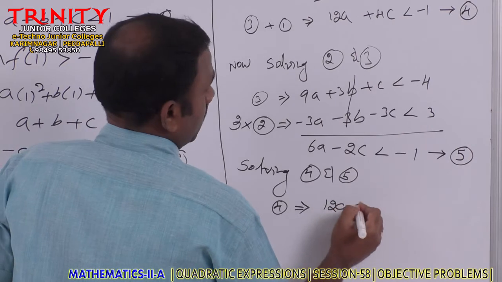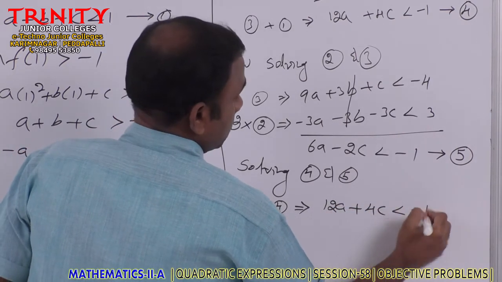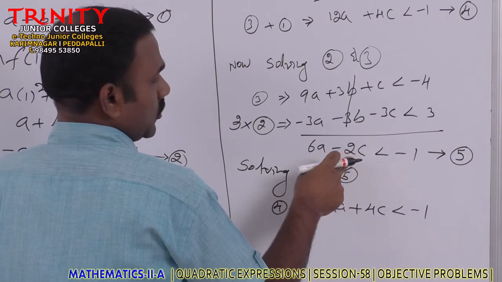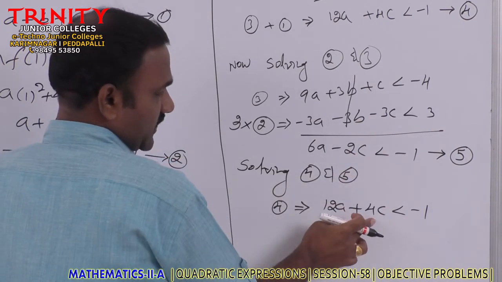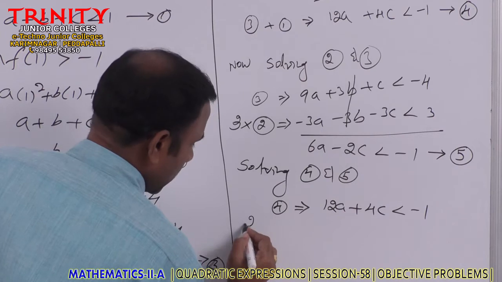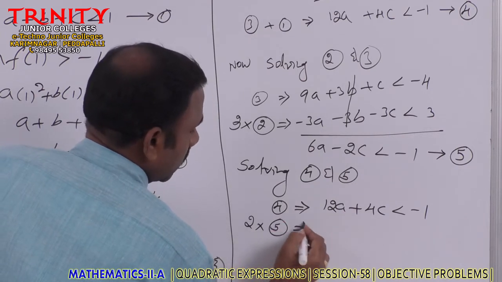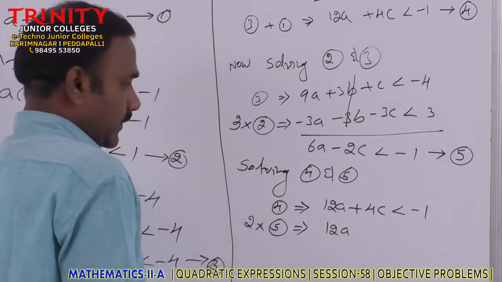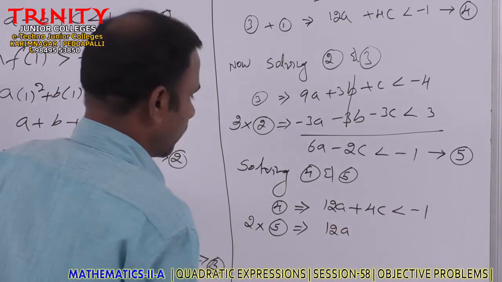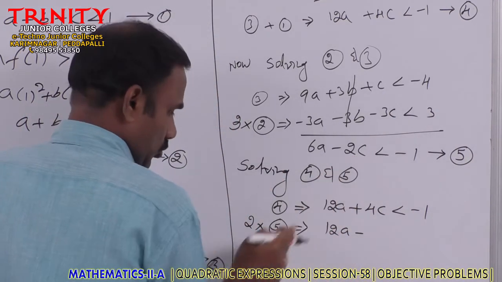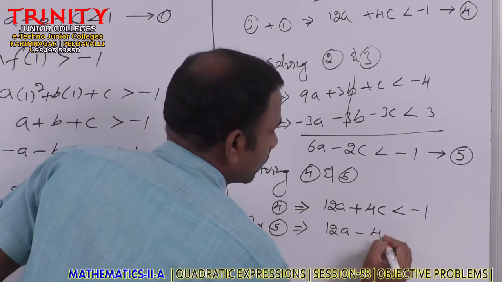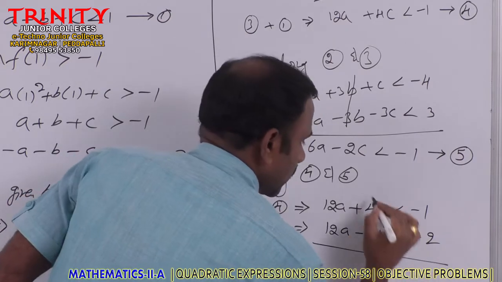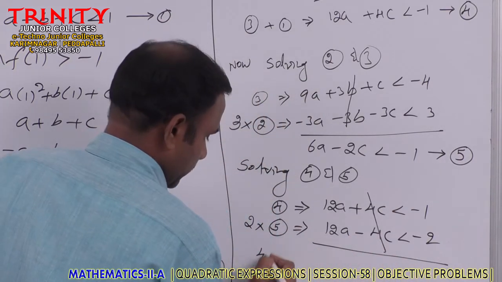12a plus 4c is less than minus 1. But in the fifth inequality we have 2c, and to cancel c we require 4c. That's why we multiply question number 5 by 2: 12a, 6 twos are 12, minus 2 twos are minus 4c, less than minus 2. The 4c cancel, adding 4 plus 5.